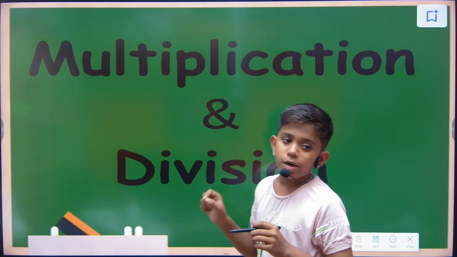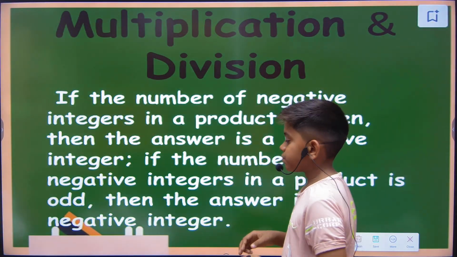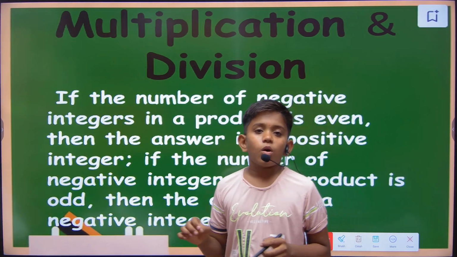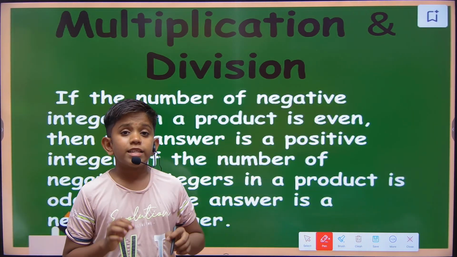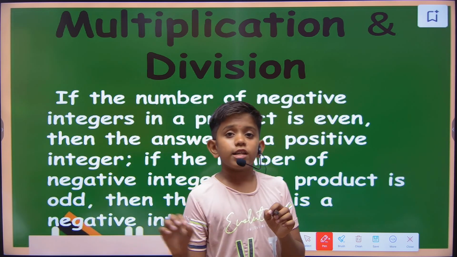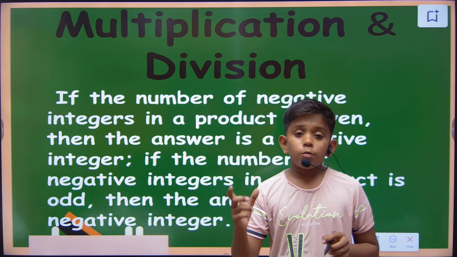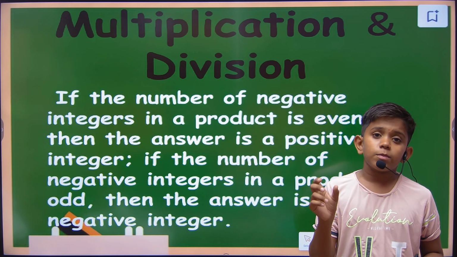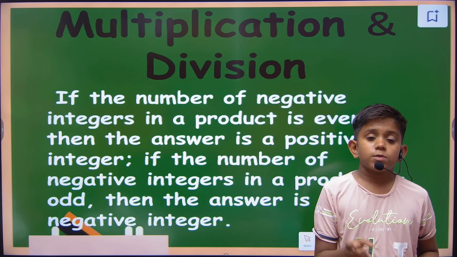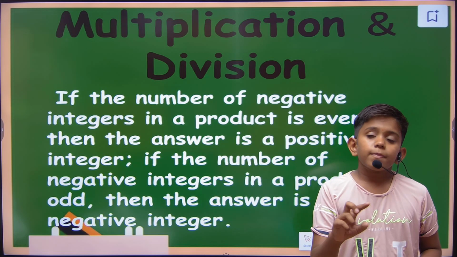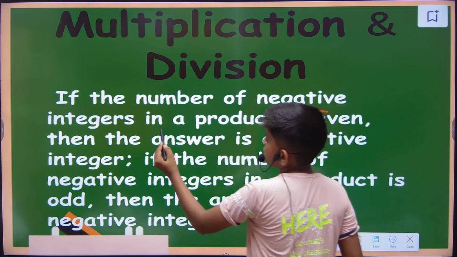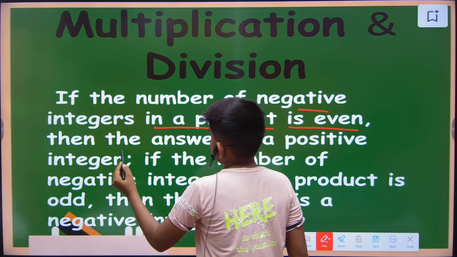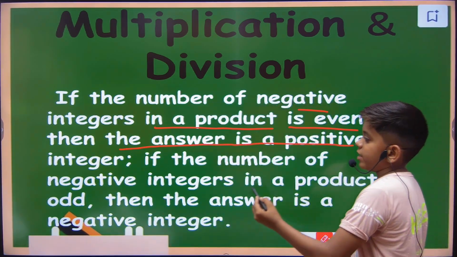Now we will learn about multiplication and division. If the number of negative integers in a product is even, suppose there are 6 negative integers, so 6 is an even number. If there are 3 negative integers, 3 is not an even number. So if the number of negative integers in a product is even, then the answer is a positive integer.